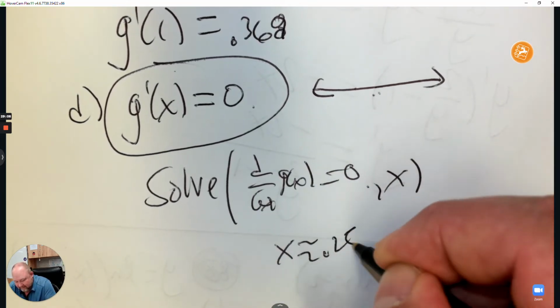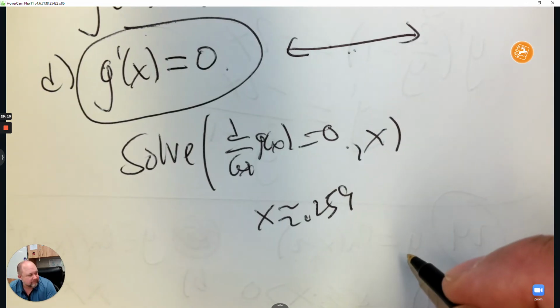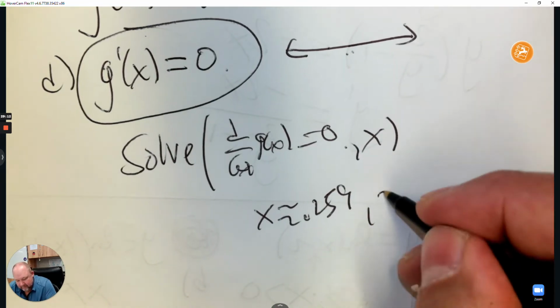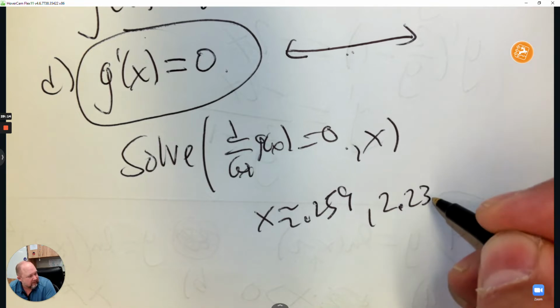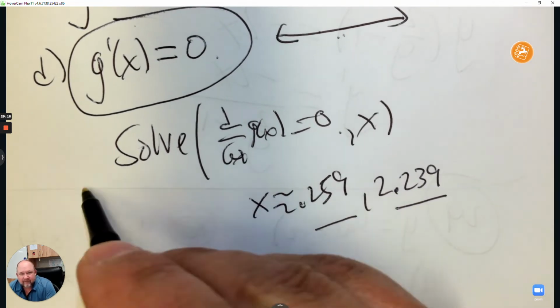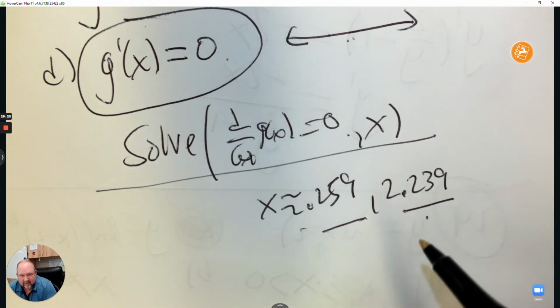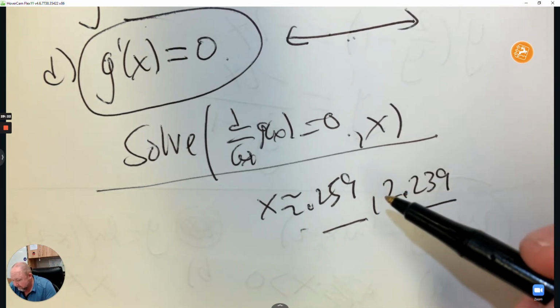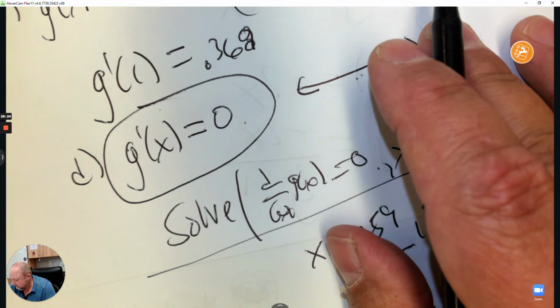It's 0.259, and another answer is 2.239. Try it. Set it up. Can you get the answer on your own? Be a little independent.